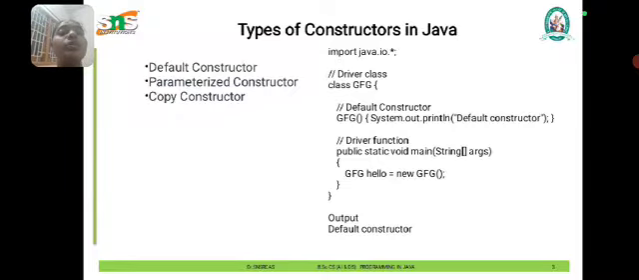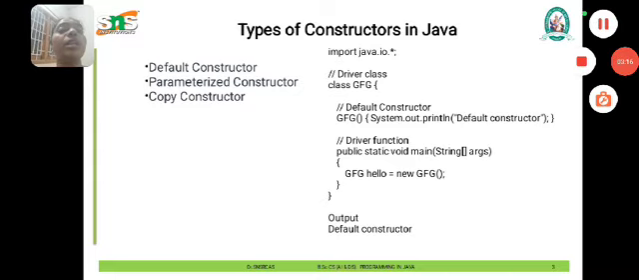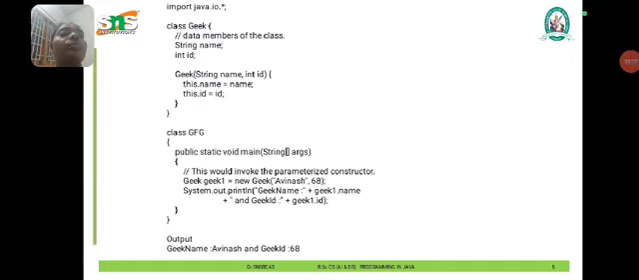The second type is the parameterized constructor. The parameterized constructor passes arguments to the constructor method. This is the example program of a parameterized constructor, including the header files. The class name is Geeks. Inside, two variables are declared: name and id. The constructor function Geek takes two arguments, which is called a parameterized constructor. Using the this keyword to initialize the current object variables: this.name = name and this.id = id.